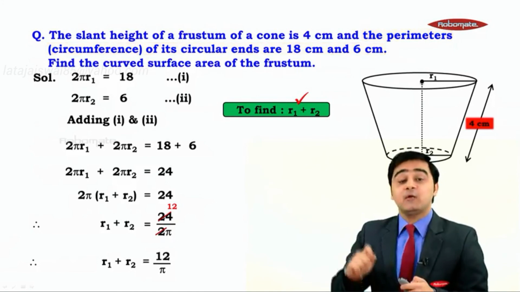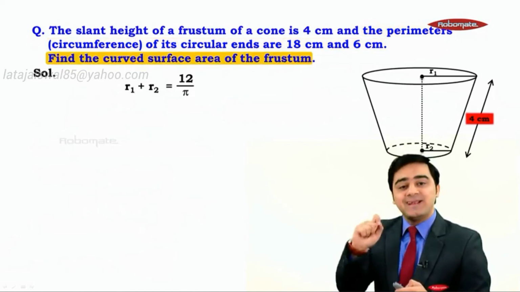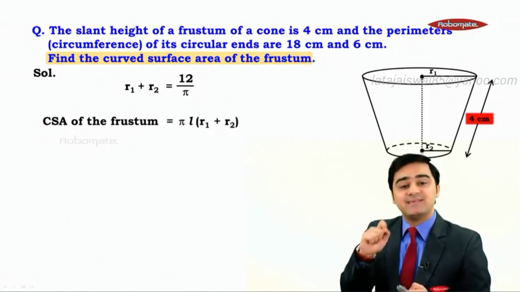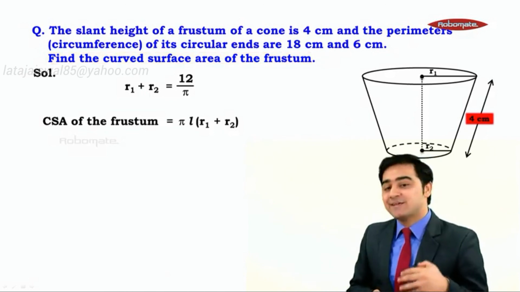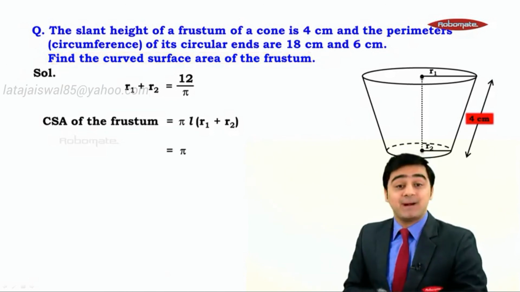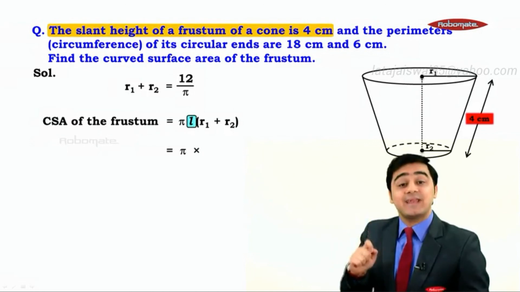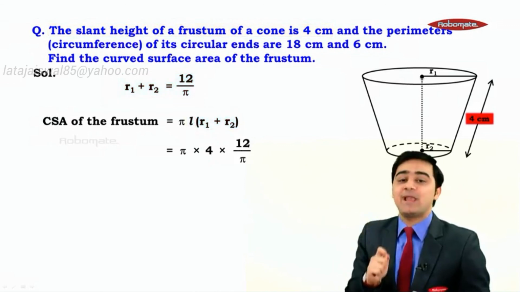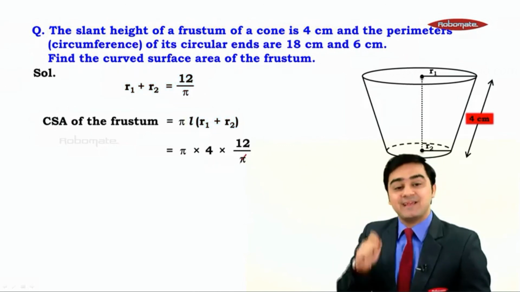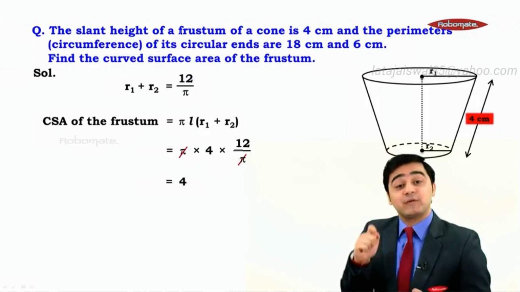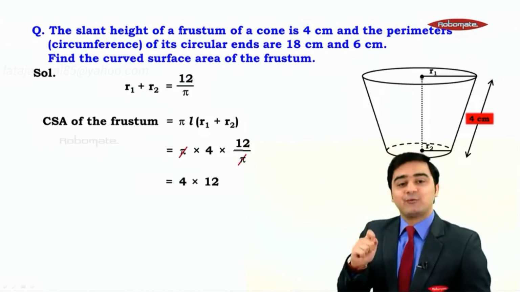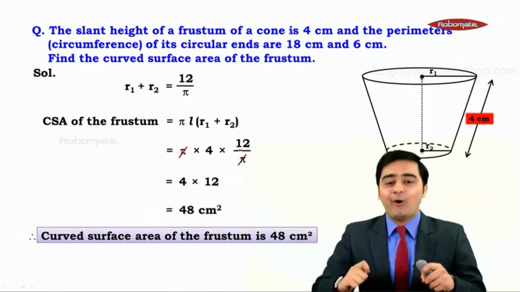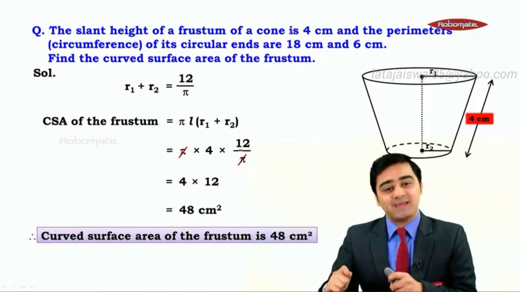Let's proceed further. Now since we have r1 plus r2, let us find curved surface area of the frustum of the cone. The formula is pi l inside the brackets r1 plus r2. Let us substitute the values. In place of pi, we'll write pi. L, that is the slant height, is given as 4. So we'll write into 4. R1 plus R2 we got just now and it is 12 upon pi. Now my dear student, what we can cancel is pi and pi. So we are left with 4 into 12. 4 into 12 is equal to 48. So we can say therefore the curved surface area of the frustum of the cone is 48 centimeter square.